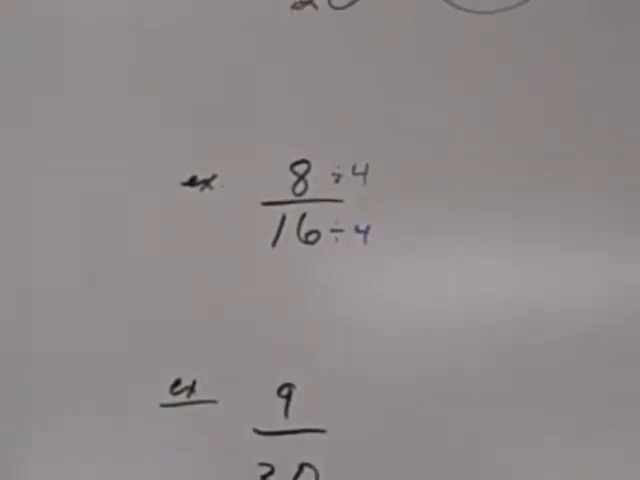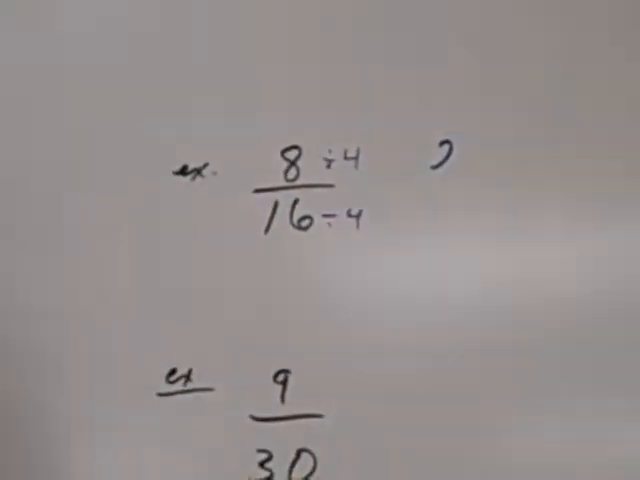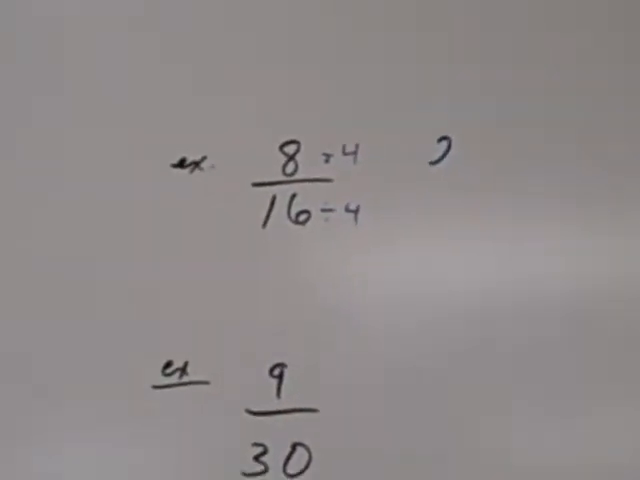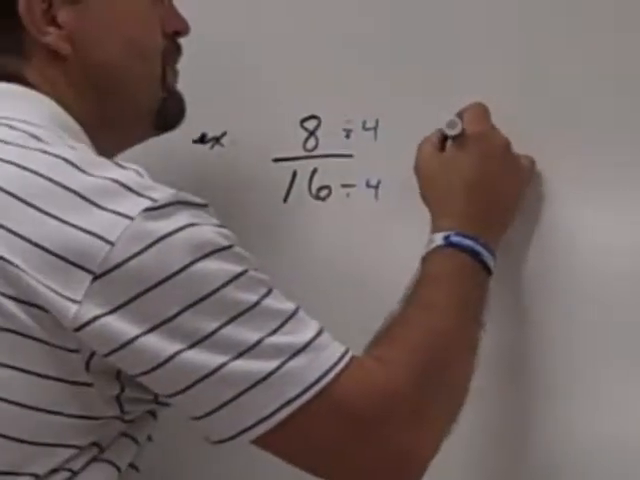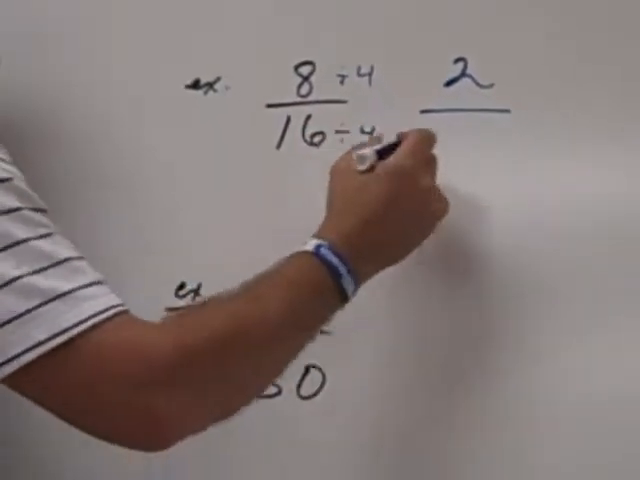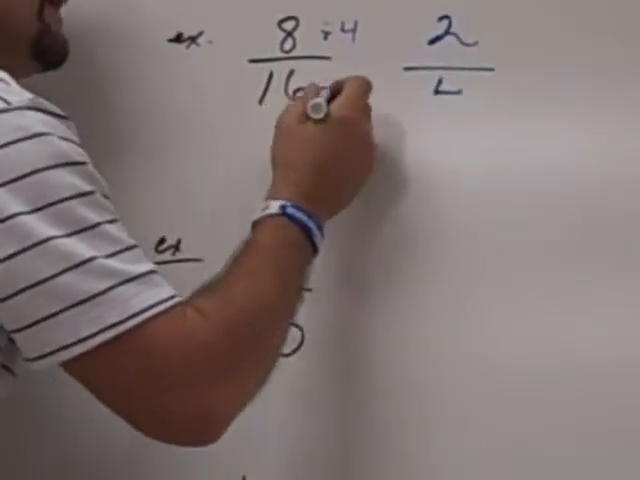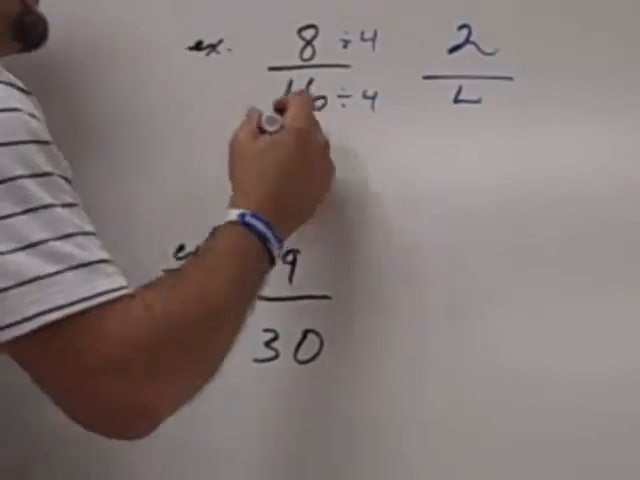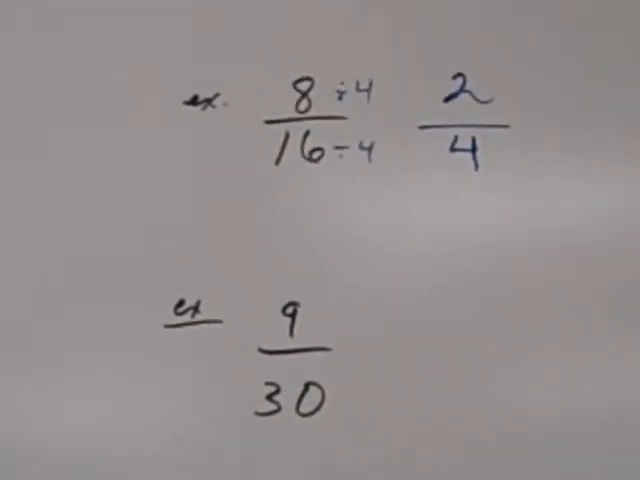What's 8 divided by 4? 4. No, 8 minus 4 is 4. We're dividing. 8 divided by 4 is 2. 16 divided by 4 is 4. Thank you. We need to know our divisions.